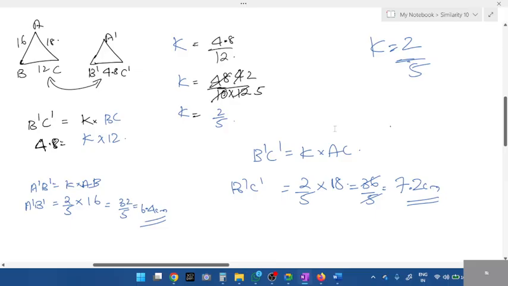Very easy concept. Fine. If you understood the basics, this is easy. If not, you'll get confused. What is transformation? Original image, reduced image. K is equal to 1, greater than 1.